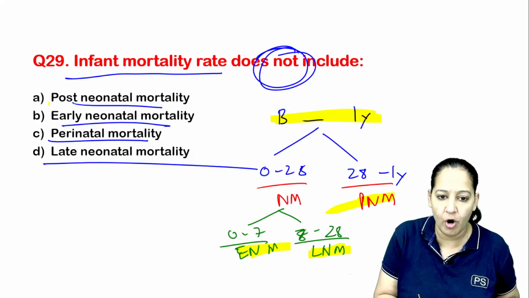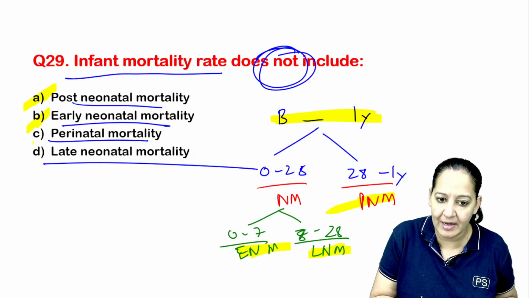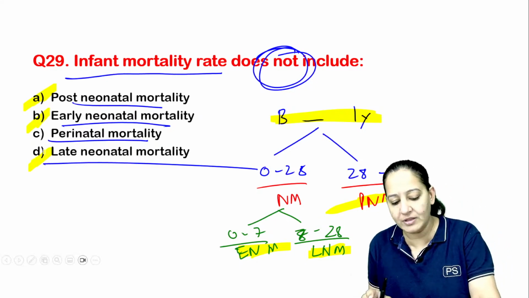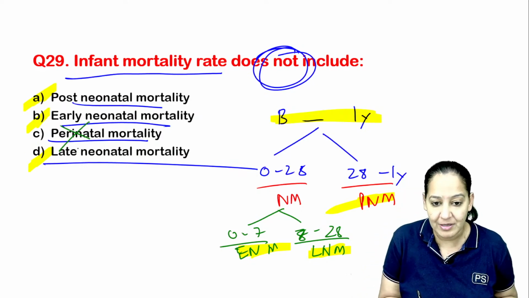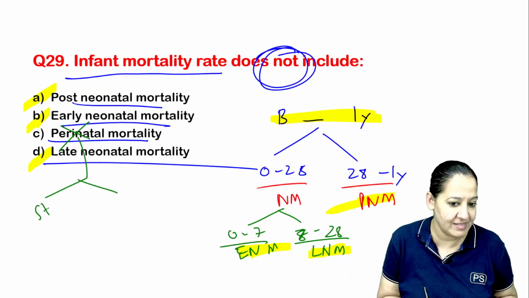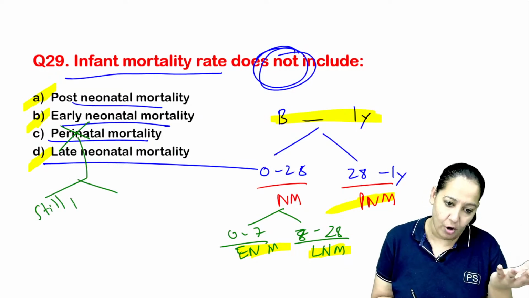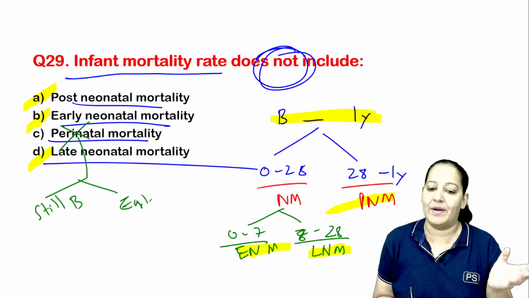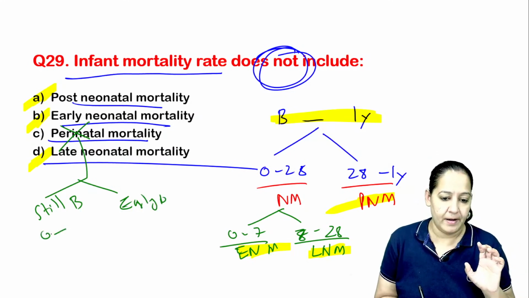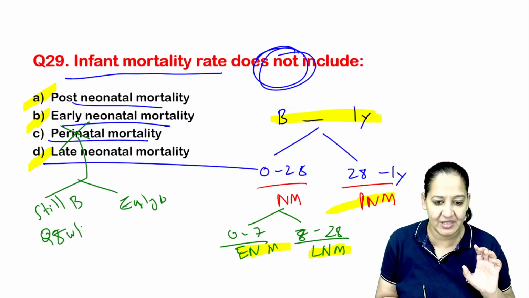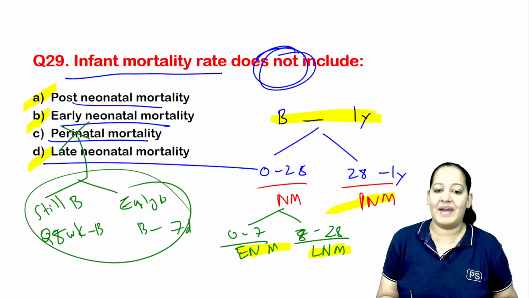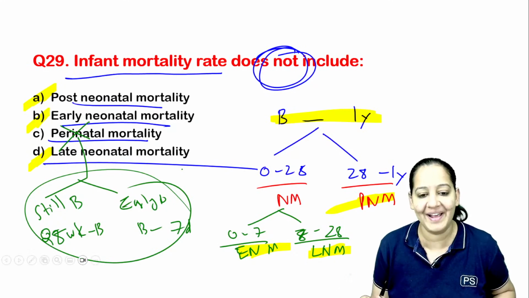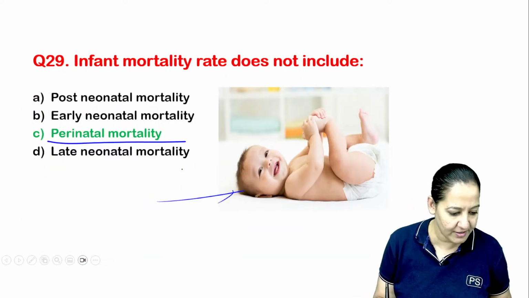So now one of the options is post neonatal, early neonatal, late neonatal. All these three are included, but perinatal is not included. Perinatal has two components. Number one, stillbirth, a little before birth, and a little after birth, that is early neonatal. So it includes 28 weeks of gestation till birth, or from birth till 7 days. So this is perinatal, which is not included here. Okay, so the correct answer is C. Everyone got it?